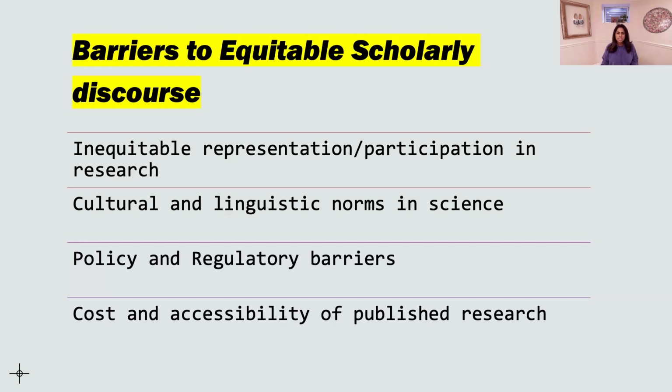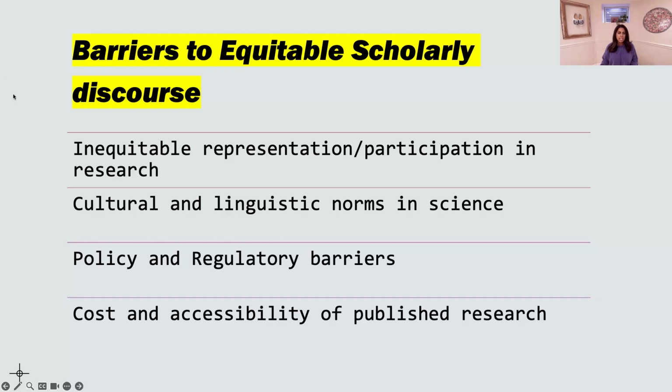about them. So some groups are purposely excluded from research because we want to get the most homogeneous population, increasing the likelihood of finding an effect. Equally, some groups are systematically unable to participate in research because of accessibility barriers or geographic location. There are also cultural and linguistic norms in science.